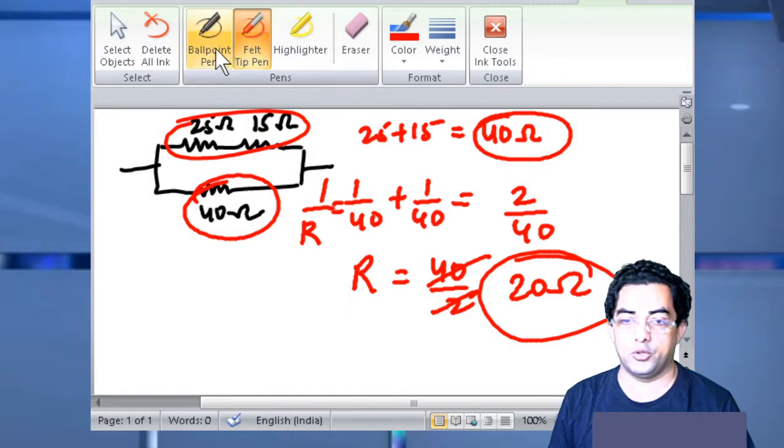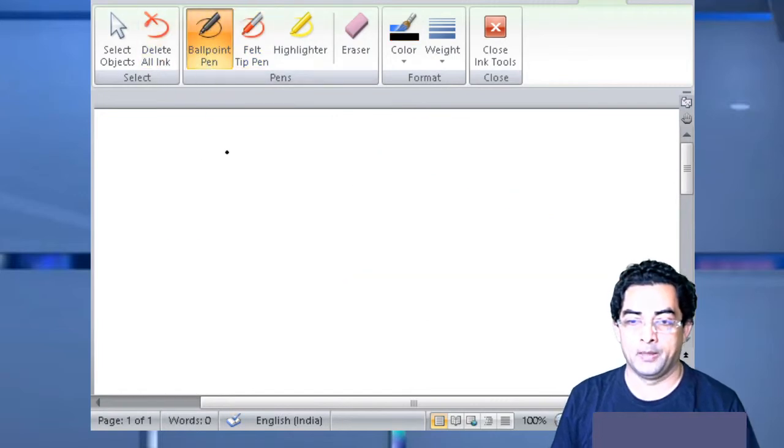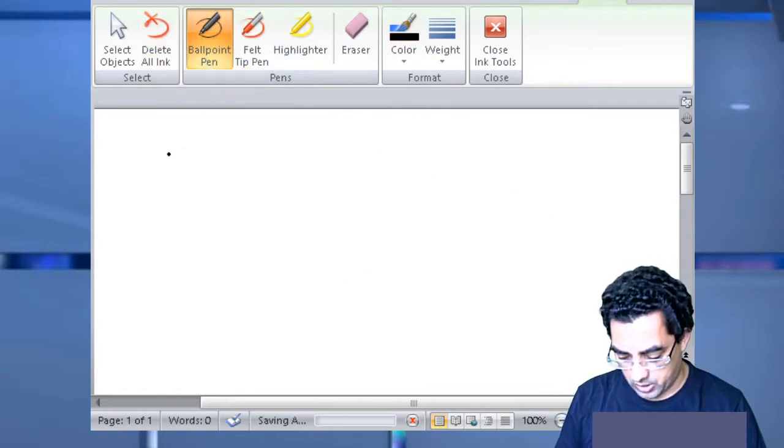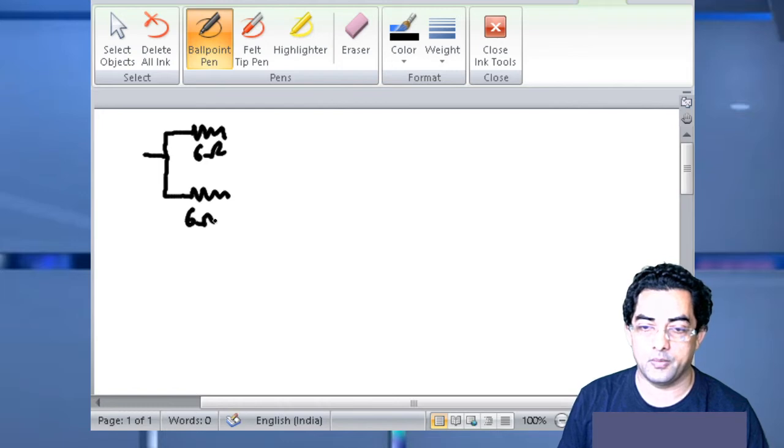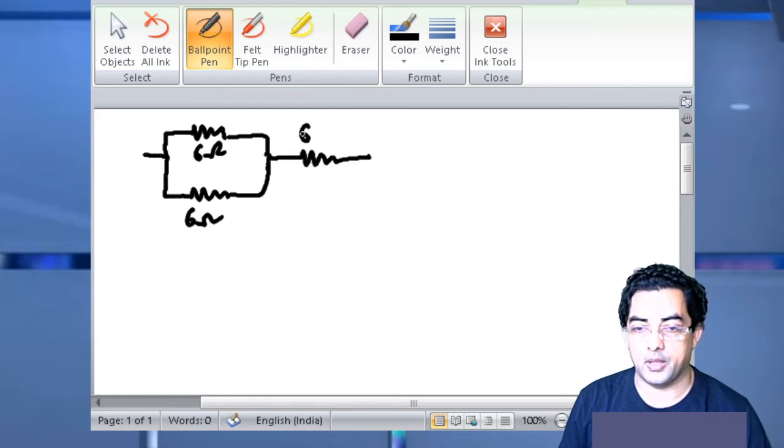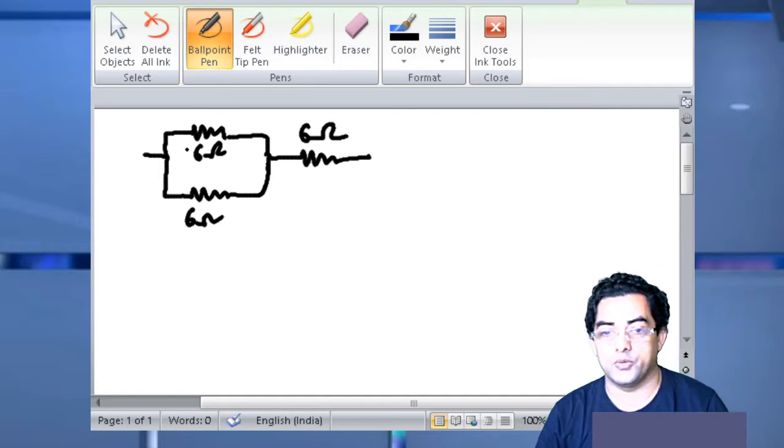So let's move on to the board and see the explanation of this. Okay, so let me first draw the circuit. The circuit was like this. This was 6 ohms. Again down, it was 6 ohms. Followed here, and again it was 6 ohms, right? So it was 6 ohms, 6 ohms.